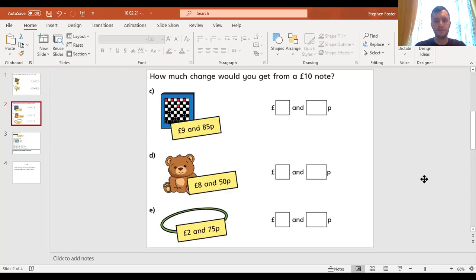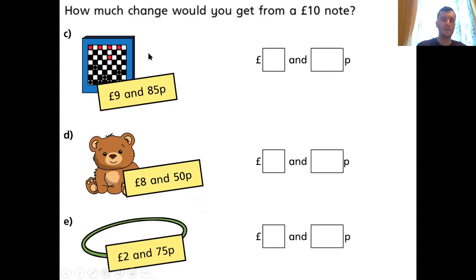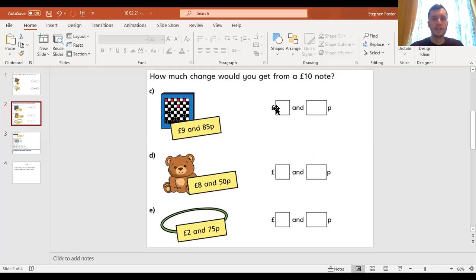Next question. How much change would you get from a £10 note if you, question C, spend £9.85? I'd be using my number line method from that to count on from £9.85 to get to £10. Then £8.50 and £2.75. In fact, I'd probably use the same strategy for all of those questions to count on to find the difference. Pause the video, have a go, and we'll look at the answers in just a moment. So let's look at them together.